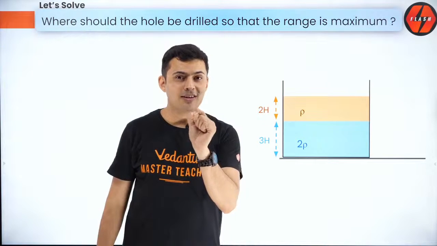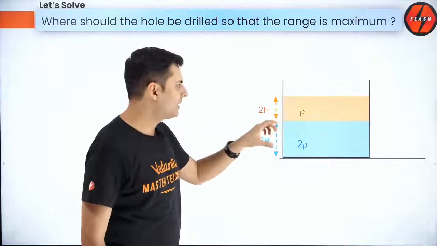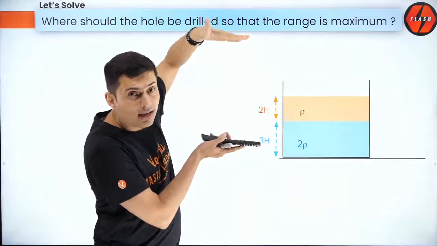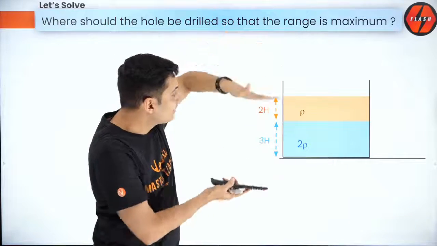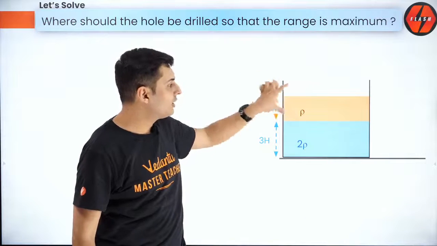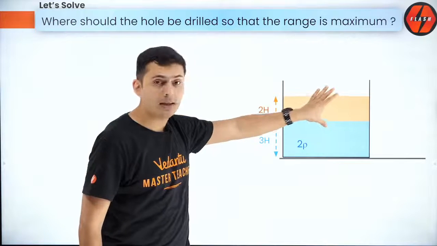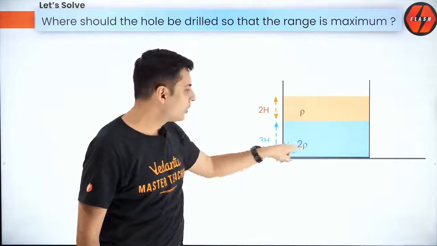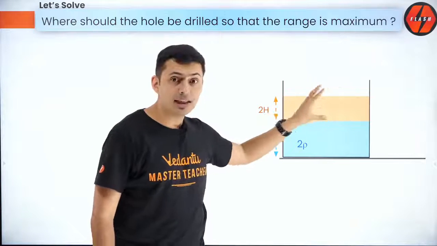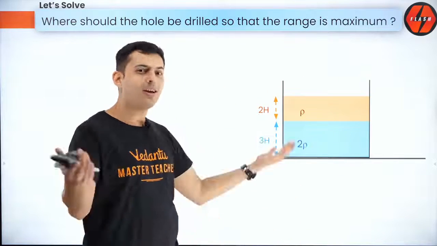We can convert these two liquids into one single liquid, but you'll be like, sir, how do we do that? Here is the fact, a simple thing. This liquid on the top is creating some pressure on the liquid below it. What if I convert the liquid on the top, whose density is rho, into another liquid whose density is 2 rho? If I convert this liquid into a liquid of density 2 rho, then it will look like one single liquid. Then you will be like, huh sir, done then.